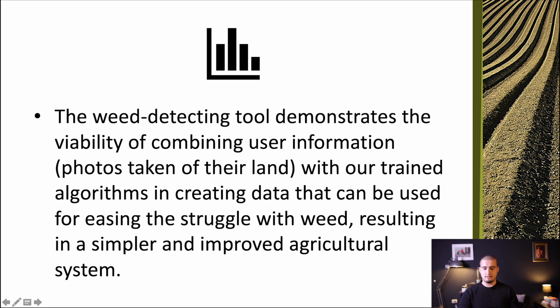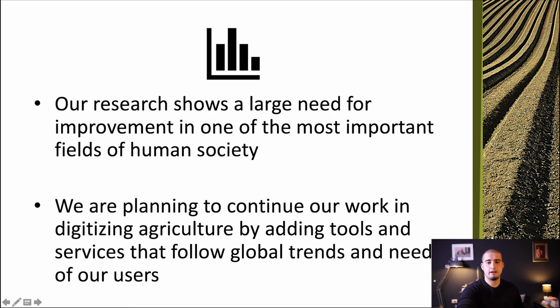As I mentioned already, detecting weed is not only a very hard job, it has a big problem, time, because weed is very fast, and if left, it can grow and destroy all of the crops. This way it results in a simpler and improved agricultural system. It shows that with this tool we can make farmers' already very hard jobs a lot easier and a lot more efficient. As I have written here, our research shows a large need for this improvement.